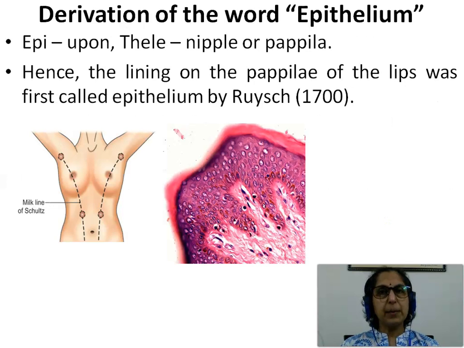Now, how is the word epithelium derived? Epi meaning upon and thele meaning nipple or papilla. Hence, the lining on the papillae of the lips was first called epithelium by Ruysch in 1700.